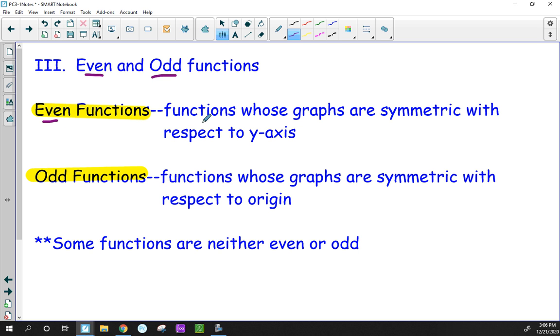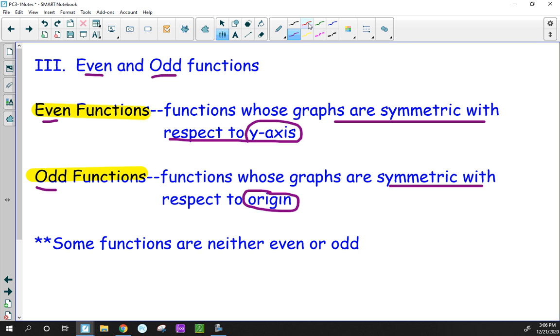For a function to be even, the function's graph is symmetrical with respect to the y-axis. Even is for the y-axis. Odd functions are functions whose graphs are symmetric with respect to the origin. So remember, origin is a single point. So odd functions have point symmetry. That's just a different way to say it. Okay? So you need to know both. Even functions have line symmetry across the y-axis. Odd functions have point symmetry.